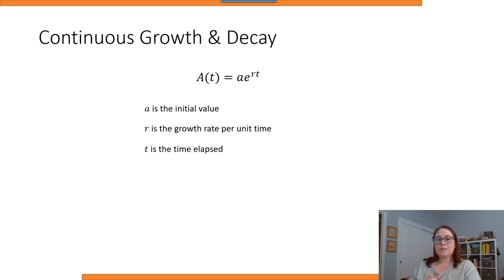T is the time elapsed. And E is a specific number. It's an irrational number, kind of like pi, that we'll talk about more in class, that you would use here. It is a constant. You will find it on your calculator.